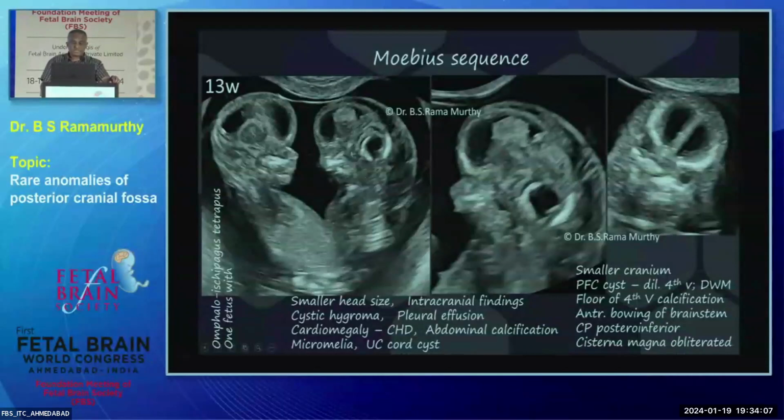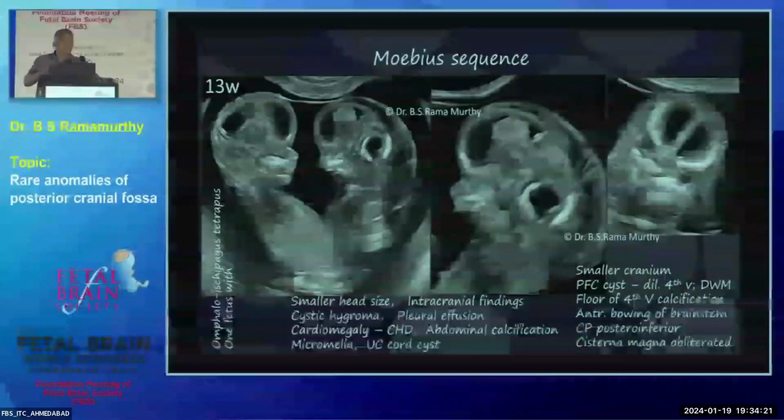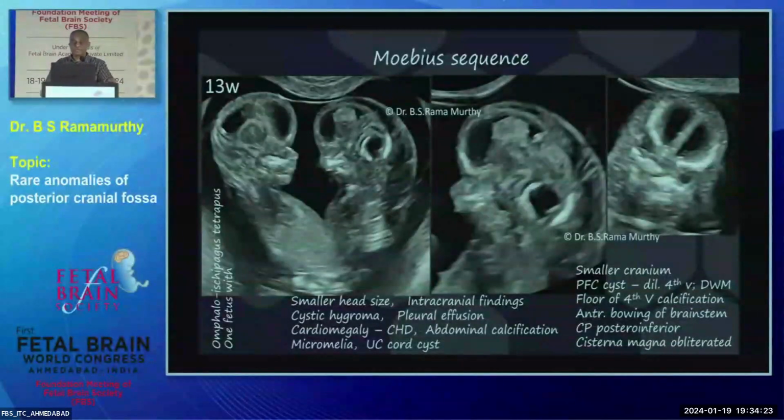But what's interesting is this is the occipital bone. This is the brain stem. And what has happened to the floor of the fourth ventricle? Calcified. And whenever the floor of the fourth ventricle is calcified, we need to think of Mobius sequence, which is a vascular disorder. But in this particular case, we had a lot of other findings as well.